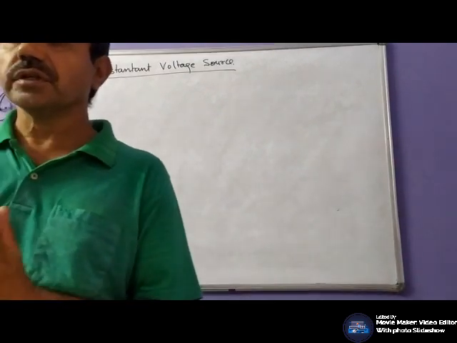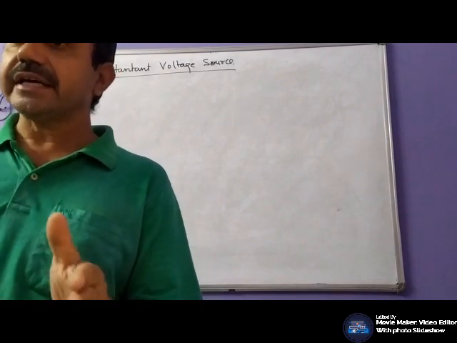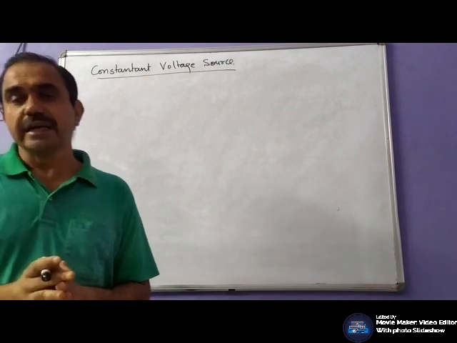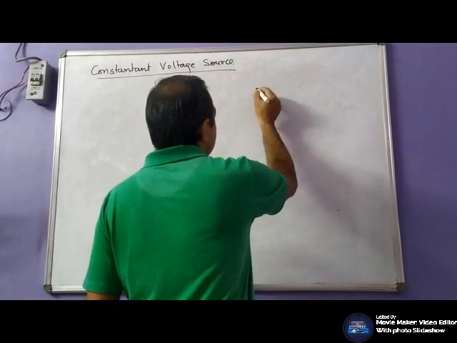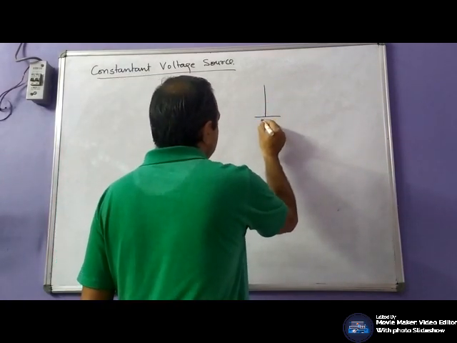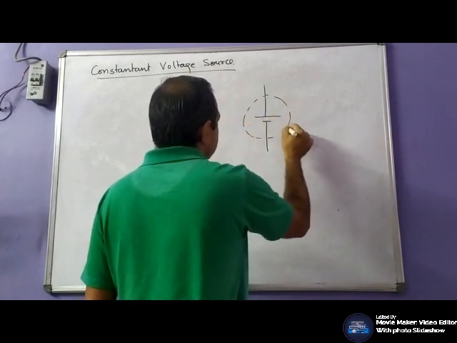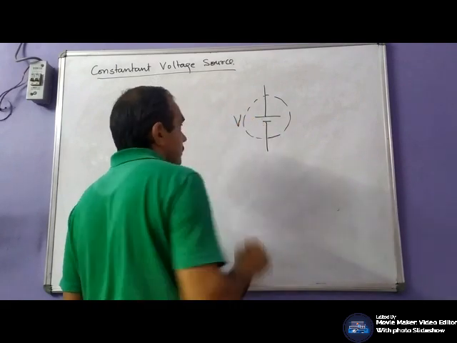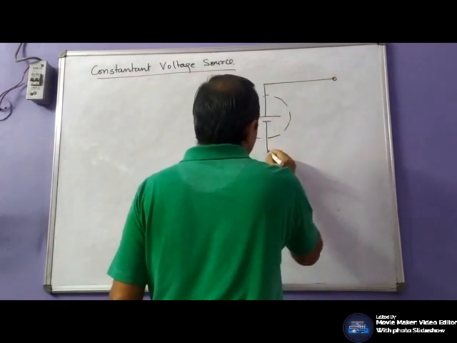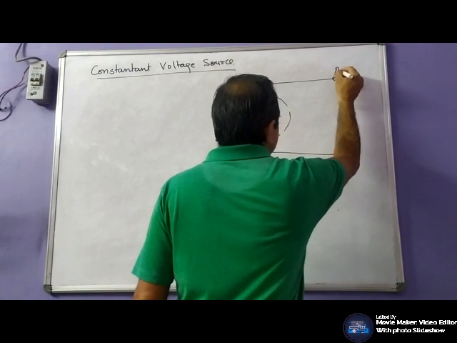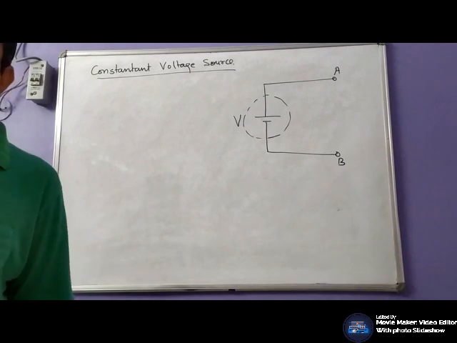A source which provides constant voltage across the load terminals, irrespective of variation in the load. Let this be the voltage source, and this be the load terminal. So this would be the ideal voltage source.